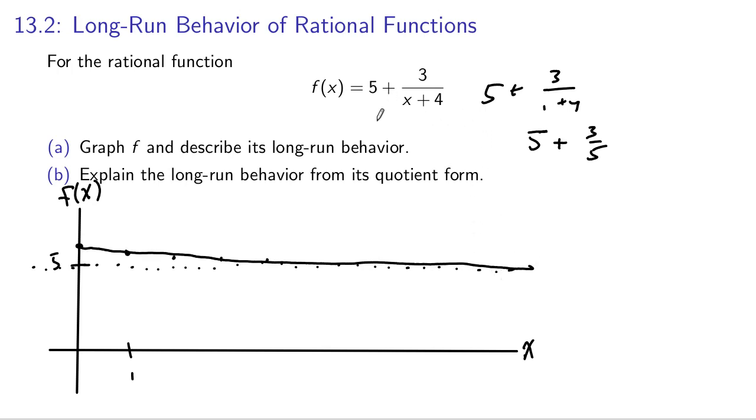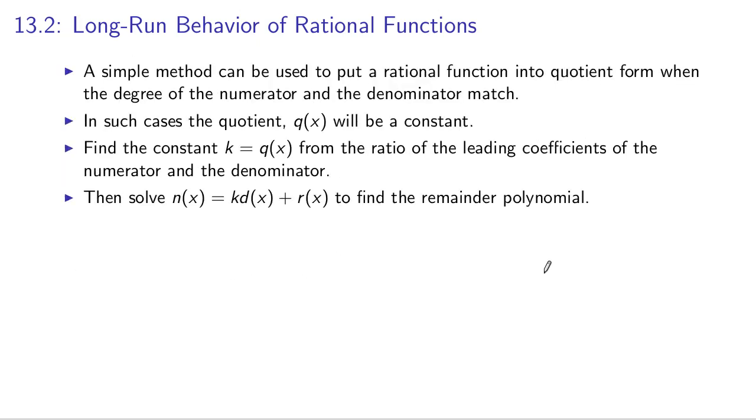So the long-run behavior comes from the quotient in the quotient form. It's already in quotient form. And it's from the ratio, or the leading term of q of x. And the leading term of q of x, the quotient, is the constant 5. So that's why we have this y equals 5 long-run behavior.